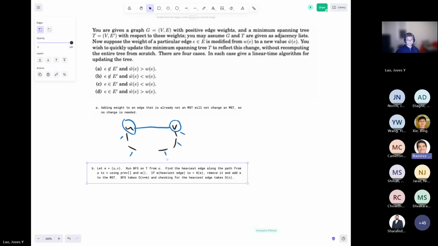Got it. And then regarding the solution for this one, how is BFS giving us the heaviest edge? I know that the outputs are distance and previous. So the BFS specifically tells me the path that's being taken from U to V. And then as I go back through the prev array, I know what edges create that path, and I'm using each edge to look it up in my weight. So find the heaviest edge along the path from U to V using the prev array and the weight function.